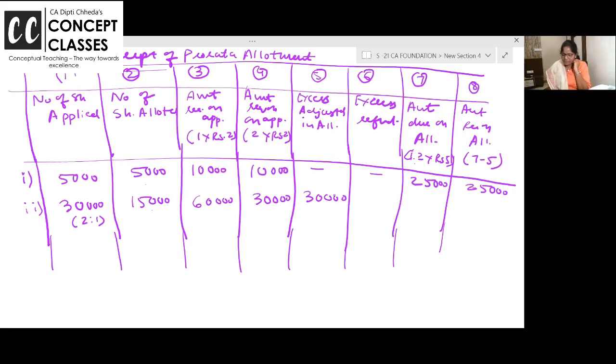2 rupees is application, 5 rupees is allotment. So 15,000 into 2. I needed only 30,000. But अब allotment में डाल दो 30,000. Is there any question of refund? No. What is due on allotment? Second column into 5. 15,000 into 5, 75,000. And 7 minus 5. Already 30,000 are received extra for allotment. So can we get 45,000 more?